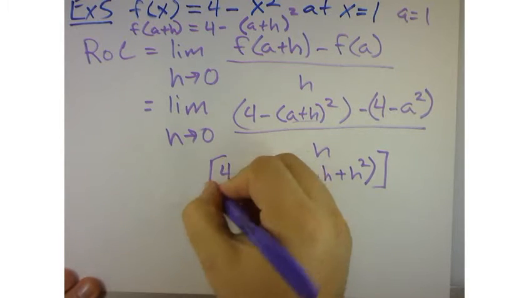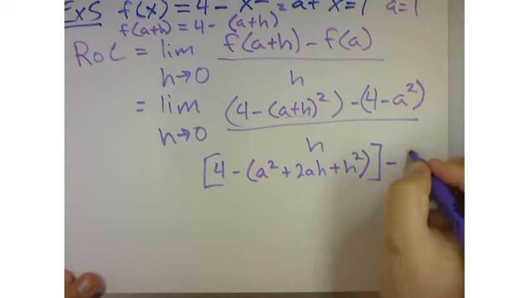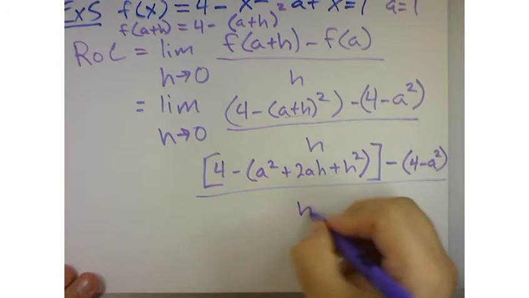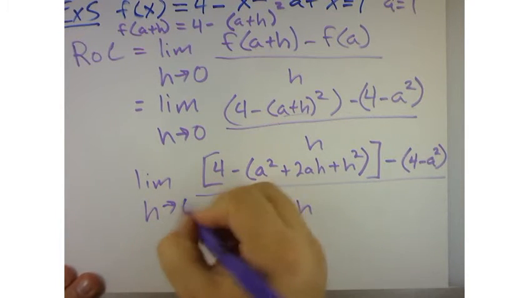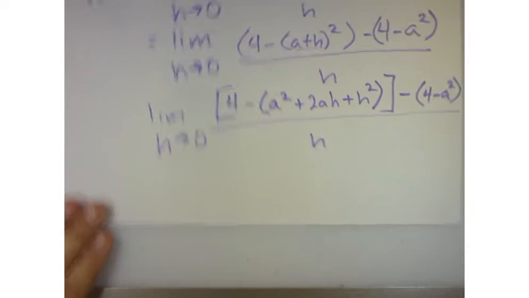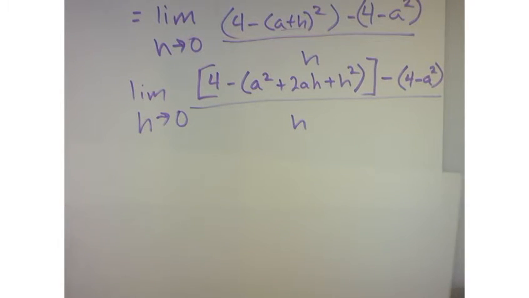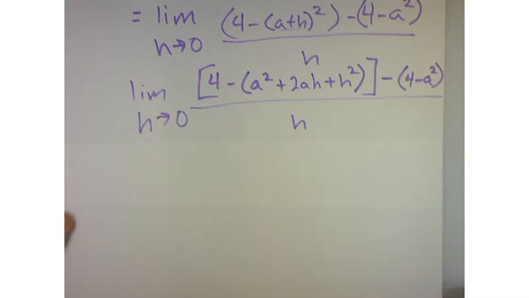So that's all that f of a plus h stuff, minus, and then over here I've got 4 minus a squared, all over h. And we're still taking the limit as h approaches 0. Okay? So your algebra skills, you can't make any mistakes because this will take a little bit of time. So I'm going to stop writing this limit, as we'll tack that on at the end.